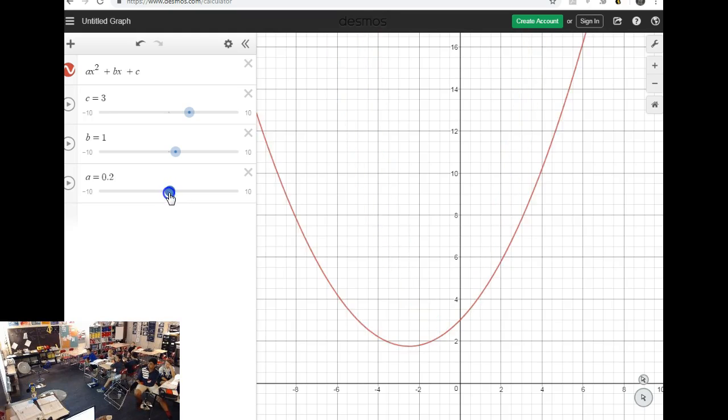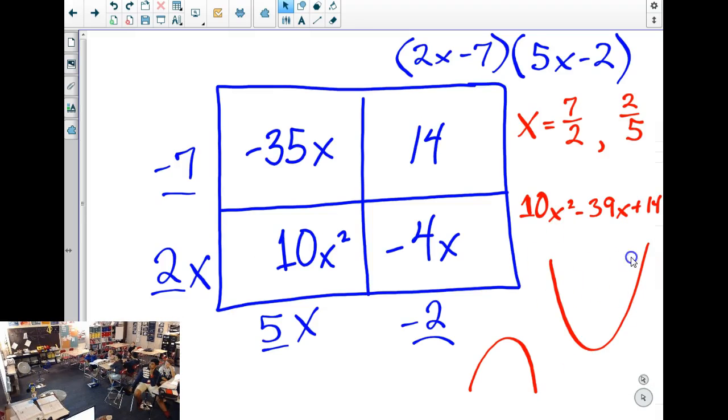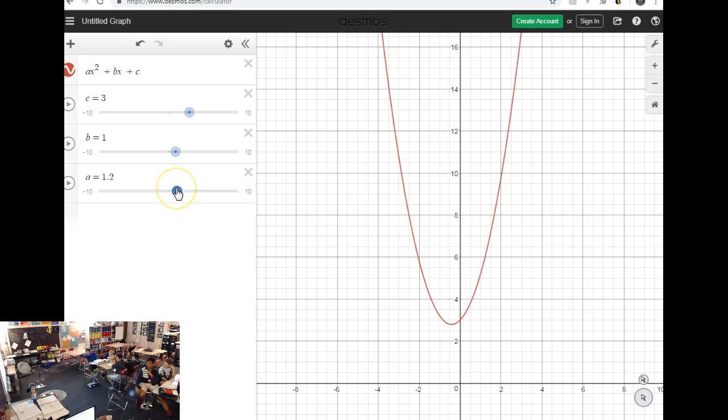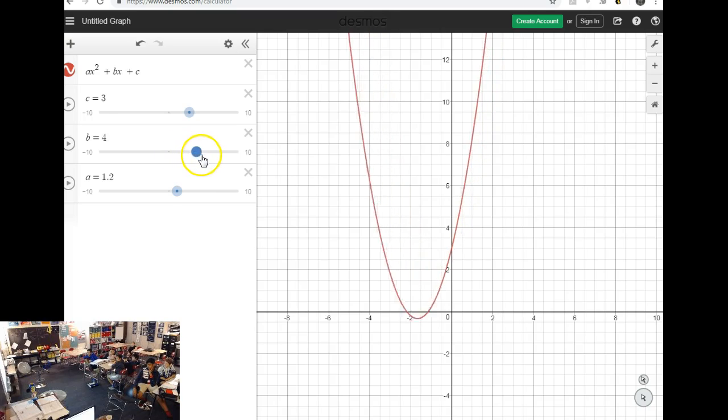Sorry, I needed to show this. If A is negative, it means it's been flipped upside down. So, to answer our real question, is this pointing up or down? It's pointing up, concave up, because A is positive. But hold on, this is where your brain's going to turn inside out and it's not going to work like that anymore. So watch what B does as I make B positive.